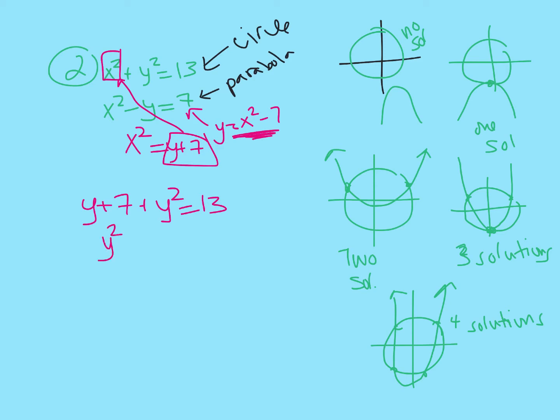I get y squared plus y minus 6 is equal to 0. This one, thankfully, is nicely factored. If I factor it, I get y plus 3 and y minus 2 equals 0. So I end up getting a y value at y equals negative 3 and y equals positive 2.